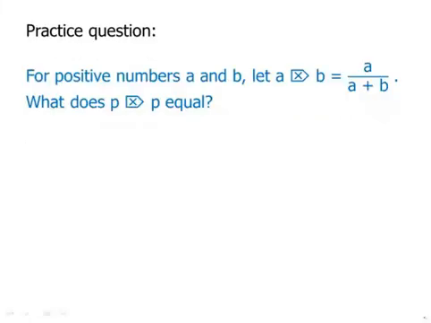Here's a practice question. For positive numbers a and b, let a, and I'm not sure what to call this symbol, let's just say arrow. Let a arrow b equal a over a plus b. What does p arrow p equal? So pause the video here and then we'll talk about this.